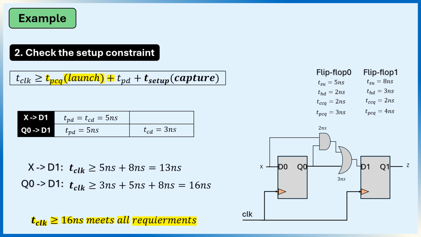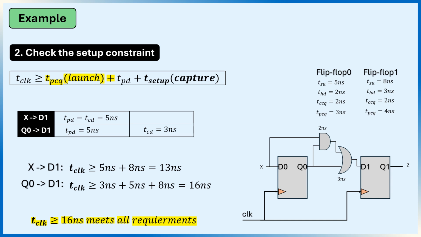Now let's check the setup constraint. We will start with the path from X to D1. This path starts at the input rather than a flip-flop. We only consider the propagation delay of the combinational logic and the setup time of the capture flip-flop. The combinational logic takes 5 nanoseconds and the setup time is 8 nanoseconds. So this path requires a minimum clock period of 13 nanoseconds.